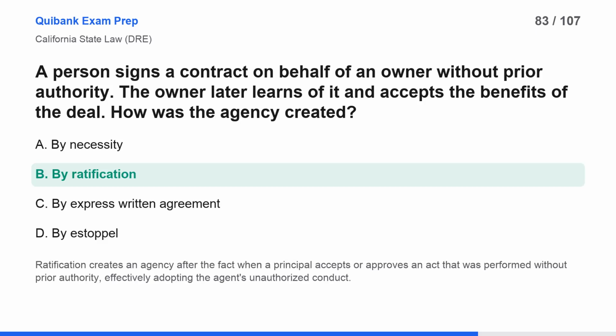The answer is B. By ratification. Ratification creates an agency after the fact when a principal accepts or approves an act that was performed without prior authority, effectively adopting the agent's unauthorized conduct.